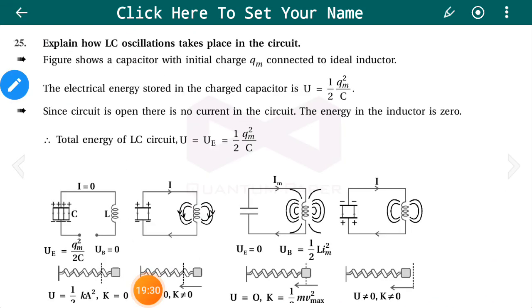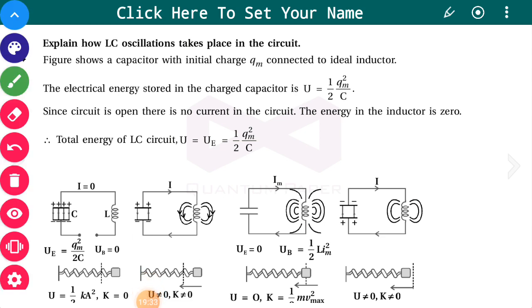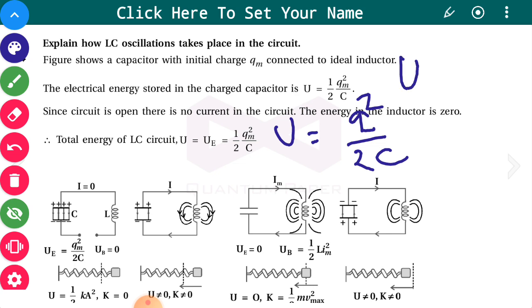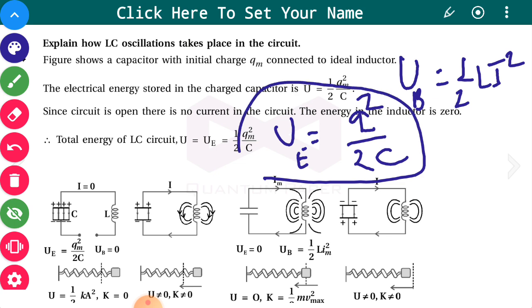Now this is a descriptive part: how these oscillations take place. First of all, try to understand the formulas for energy. The energy associated with the capacitor is given by q square upon 2C. The energy associated with the inductor, in the form of a magnetic field, we write as UB, and it is 1 half Li square. These are our general formulas.